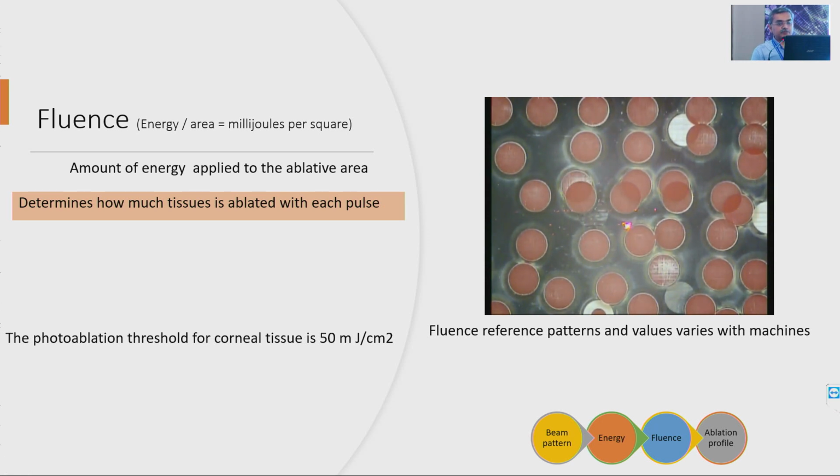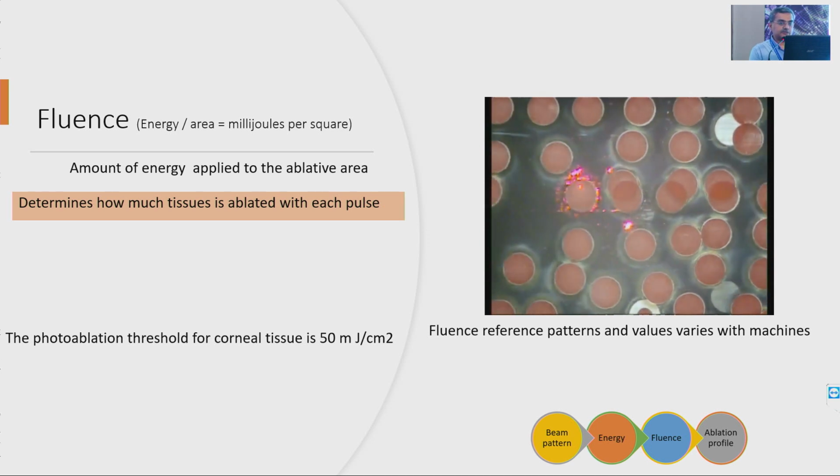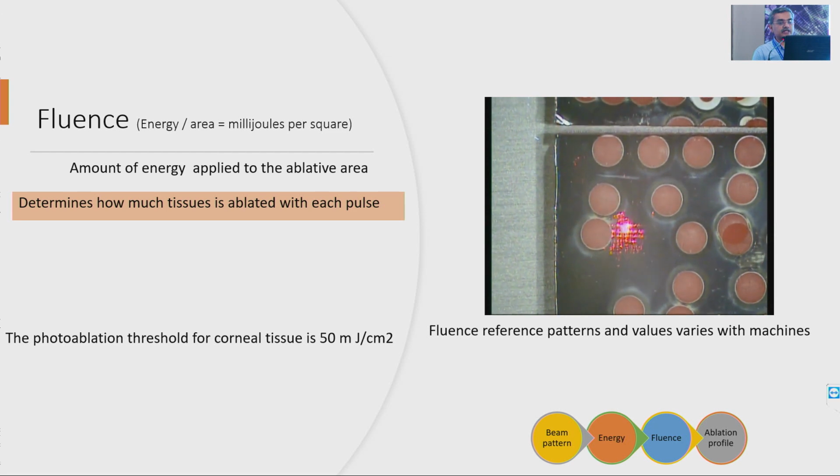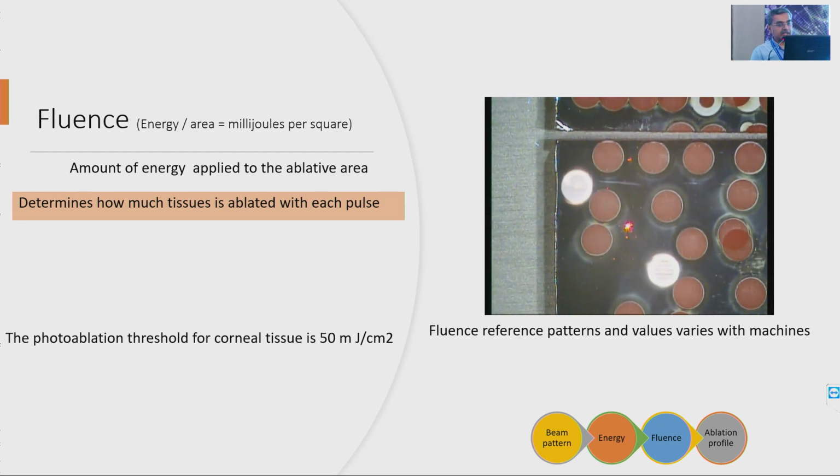For every procedure, we have to check the fluence of the machine, and every machine has specific fluence patterns for checking. The demonstration which I am showing is checking the fluence on the fluence plate by firing the laser before putting it on the patient, and the reference mark is getting that uniform red mark. If it is not, then you have to adjust the energy accordingly.